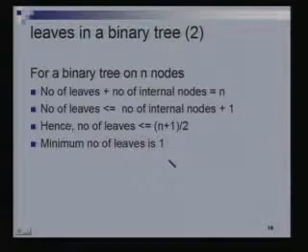And the minimum number of leaves that a tree might have is just 1. And what's the example for that? The same example I showed you before, that the tree on 9 nodes had only 1 leaf in it.